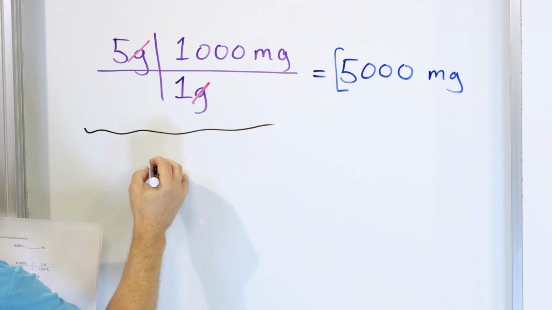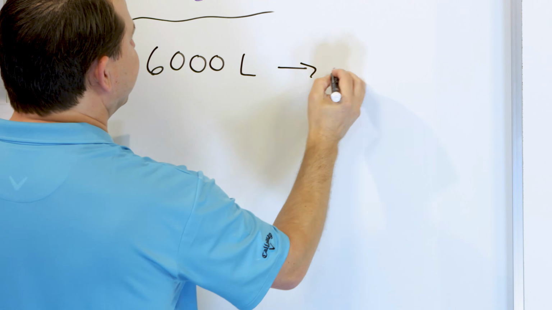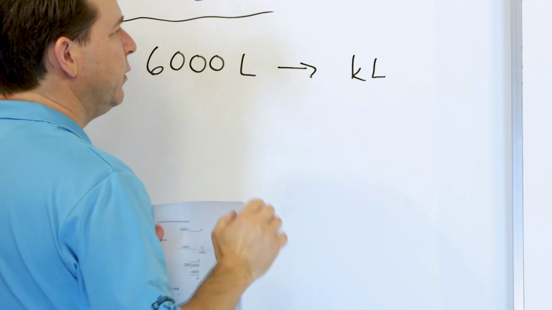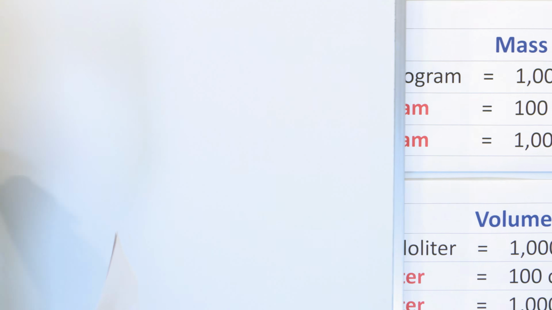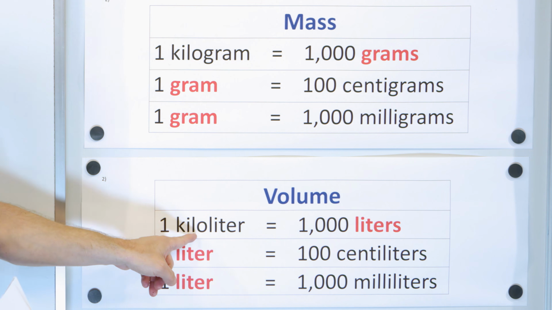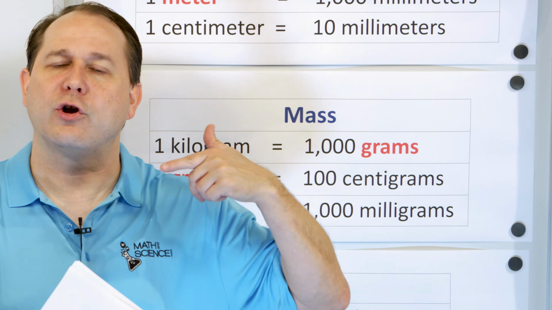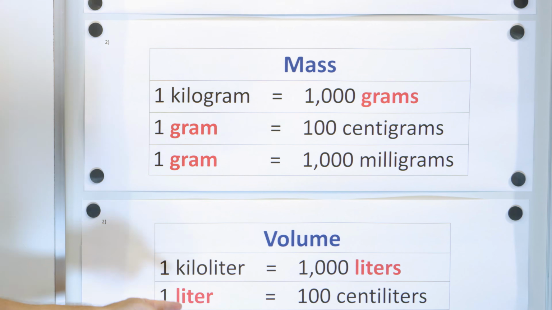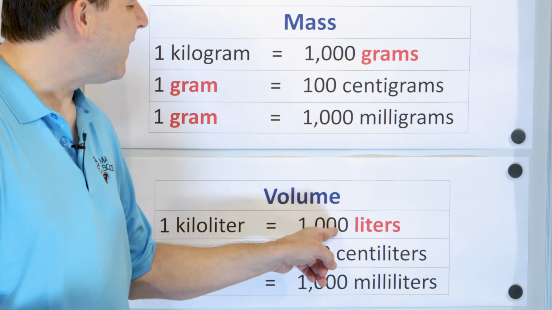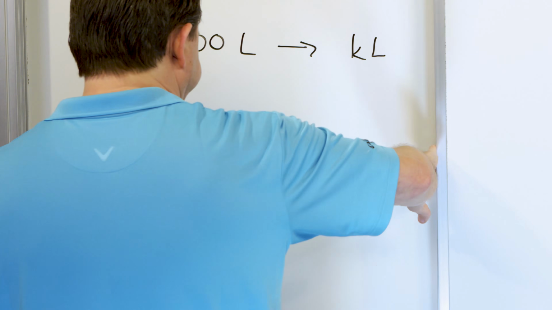Next problem. Let's say I have 6,000 liters, and I want to convert that to kiloliters. So I need to go between liters and kiloliters. So let's go back to our chart and think about it. Now this is telling us that 1 kiloliter is the same as 1,000 liters. Now I'm using my chart, but actually once I start learning them, I don't really need the chart because I know that kilo means 1,000 times bigger. So 1 kiloliter must be 1,000 of these liters.